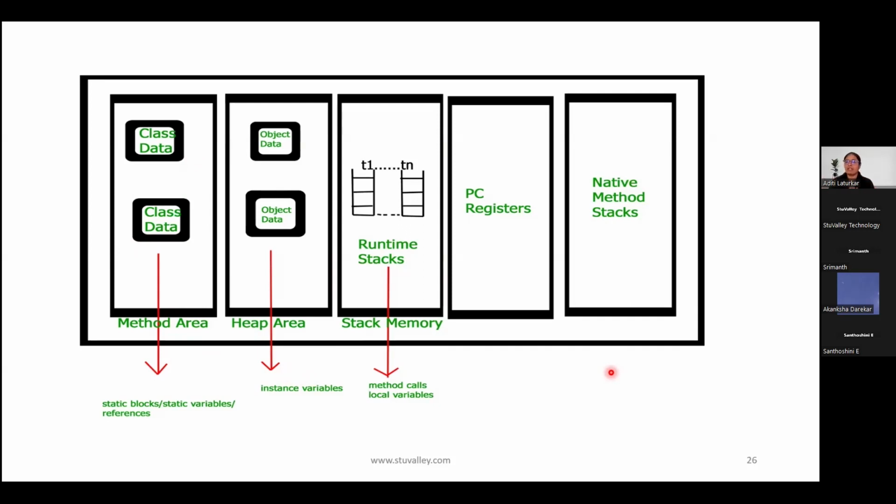This is a summarized part of the runtime data areas. You can see here class data is stored into the method area. What data gets stored? Static variables, static blocks, and references. Second is object related information. Object data gets stored into the heap area: instance variables, instance methods. Then the runtime stacks. It is nothing but the stack memory where method calls and local variables are stored. For these, each and every instruction is stored here into the PC registers. Okay, so this is the summarized part of the runtime data areas.